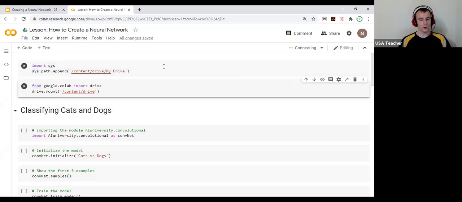So this is Google Colaboratory. This is where we will be coding in our main courses. This is where we are going to be writing all of our code. So this environment looks like this.